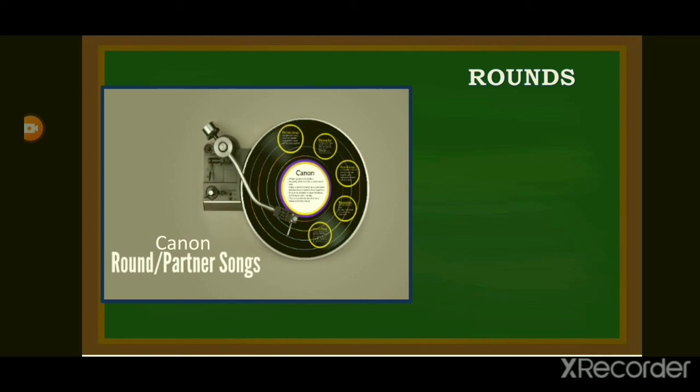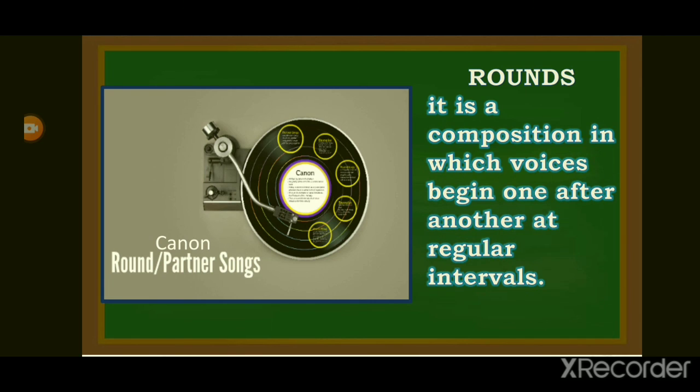And the last but not the least is the round. The round is a composition in which voices begin one after another at regular intervals. And also, rounds are subsets of a canon, taking up the same subject, forming a perpetual round.